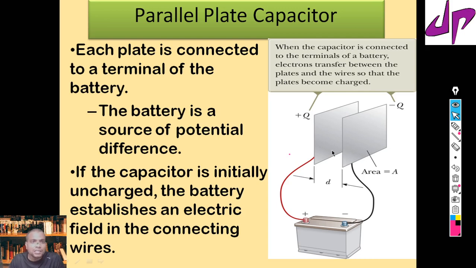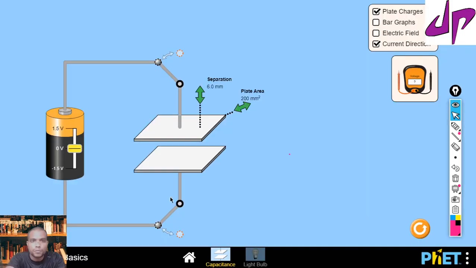Now initially the capacitor is uncharged, and we have not connected the battery to the two plates. The two plates are uncharged, just like ordinary neutral plates. When you connect the battery to these two plates, they get charged. How do they accumulate charge? Let's see it in the virtual simulation.